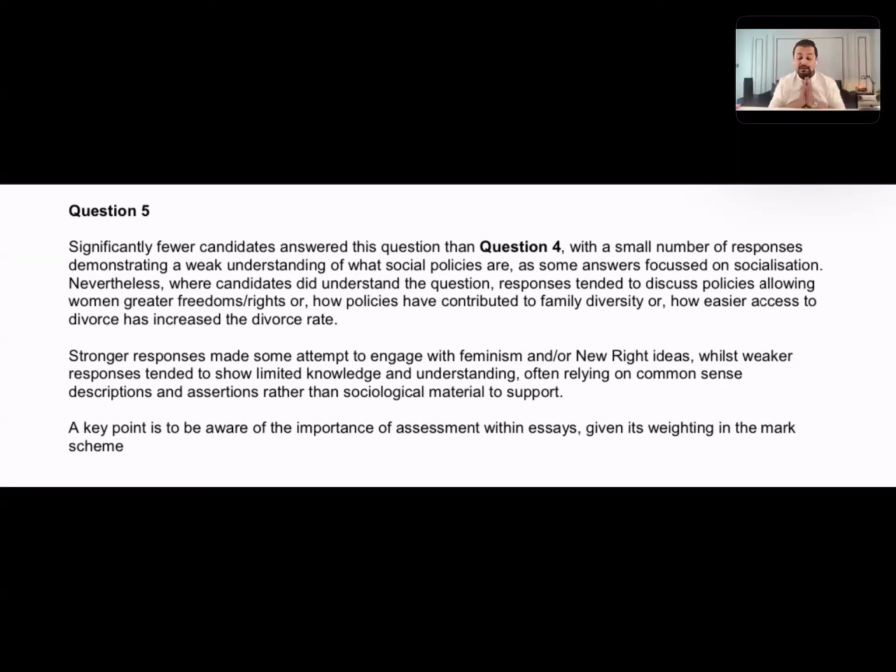The content that we just discussed over the last 10, 15 minutes has all had to do with the content that you've already studied, with a small number of responses demonstrating a weak understanding of what social policies are, as some answers focused on socialization. See, not being able to interpret the question and then just writing down whatever you feel like writing down, even if you've written down 8 pages, you would not get marks because you're not answering the question.